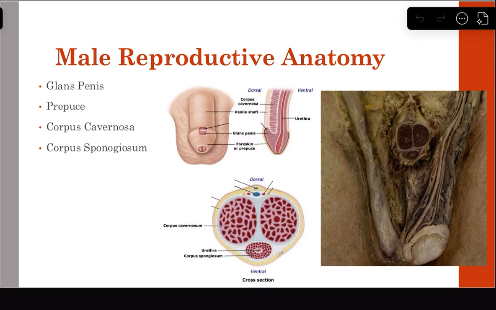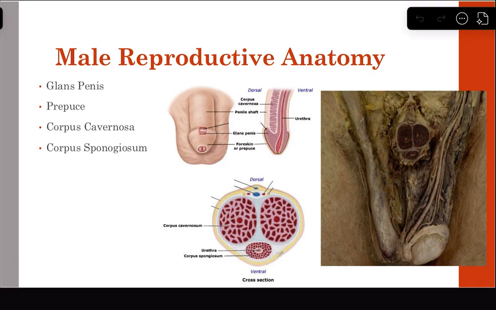So these next couple slides are going to have to do a bit more with the male penis, and this is going to be the main external copulatory organ of the male reproductive system. Copulation is going to be referring to coitus, right? Sex, sexual intercourse between male and female, in which fertilization could be achieved.